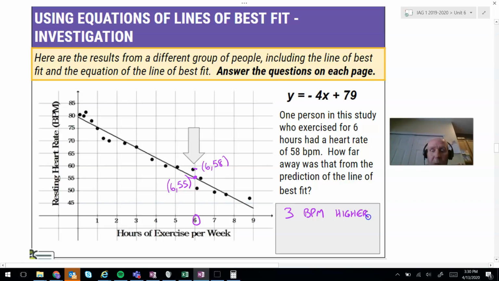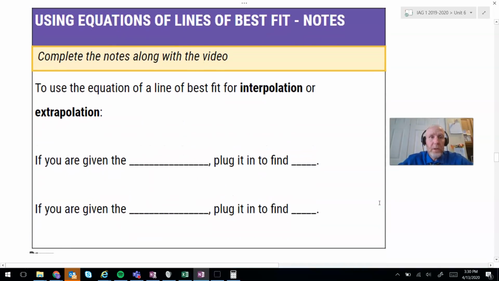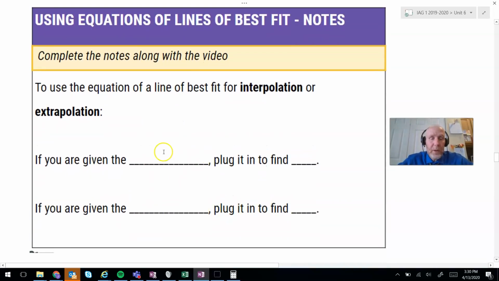So that's one last thing that we'll talk about, is that the line of best fit and the equation of the line of best fit can help us see how far above or below our prediction somebody's actual value was. All right, so moving on to take some notes here. Please make sure you join me in taking these notes. These are pretty easy to type into the Pear Deck slides, and so just do that along with me and you'll get full credit on this.